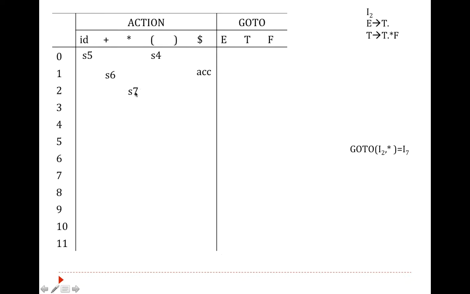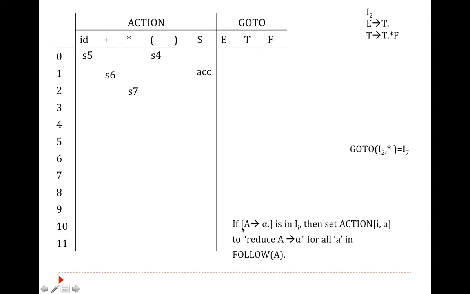Then the third rule, which says if A gives alpha dot is in I. Here you can see A gives alpha dot is in I2, then set action from 2 with A to reduce A gives alpha, where this A should be in follow of A. So that means we have to find follow of E, and for every terminal in follow of E we have to add the action reduce.